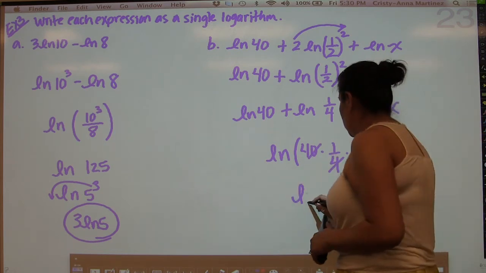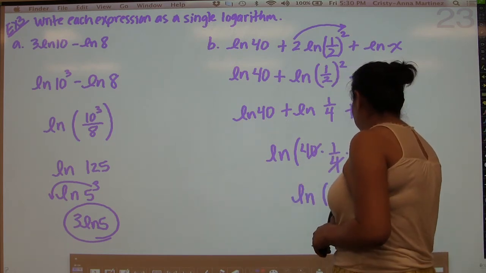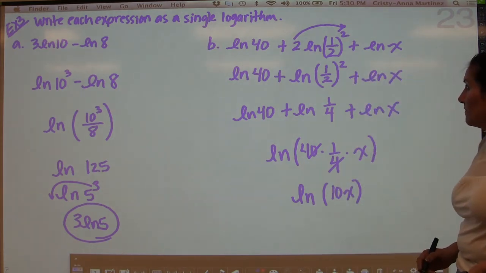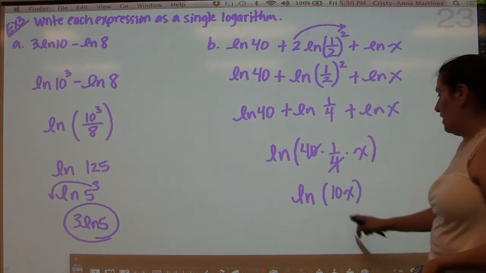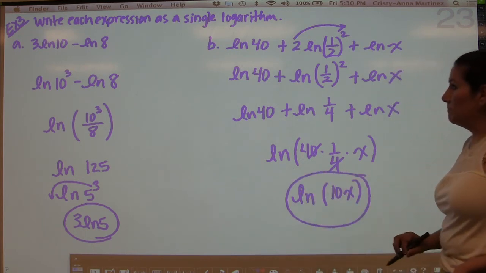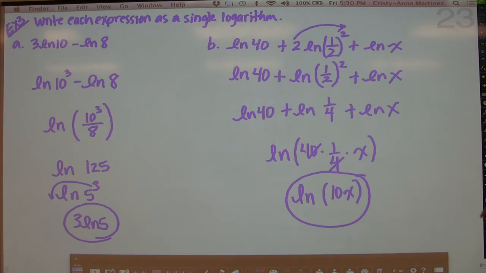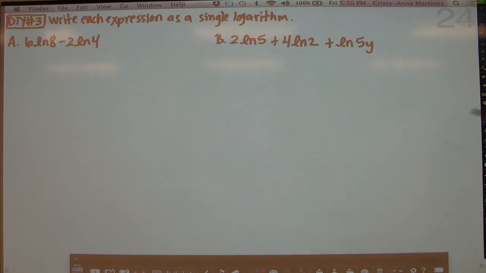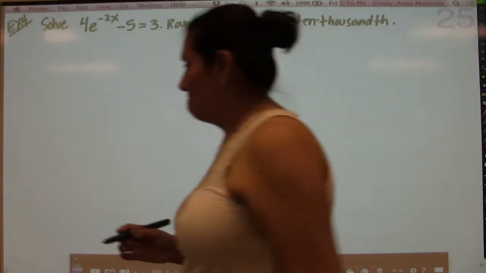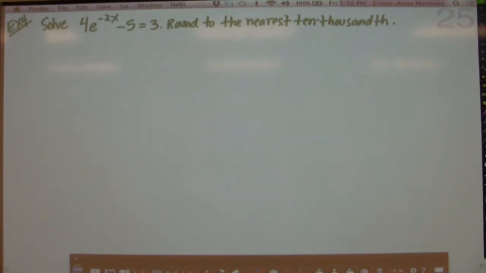and since 4 goes into 40 10 times, you're going to get ln of 10x, and then that's all you can do with that little guy, because they want a single logarithm, so you don't want to actually split this into 2, so you want to leave it like that. So that will be your answer for part B. So now you can try doing the same thing for this little guy, and then we're going to go on to solving exponentials with base e.